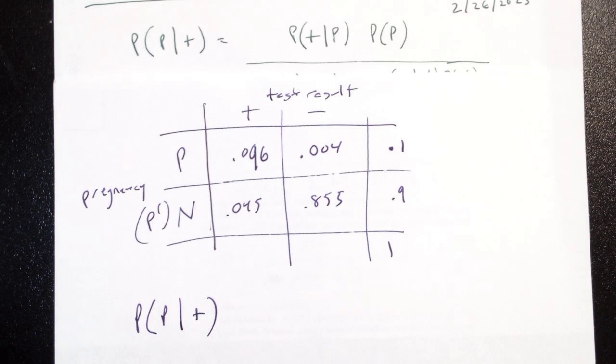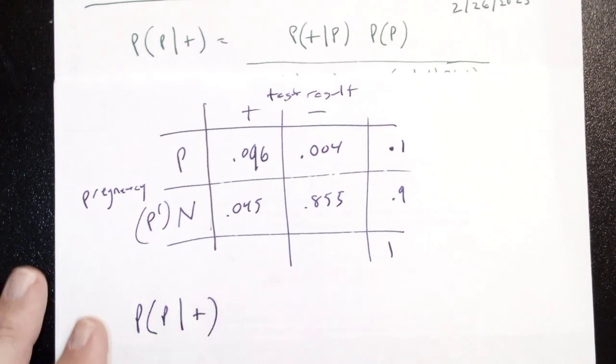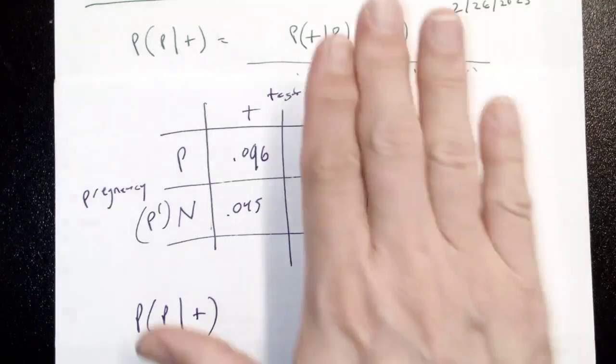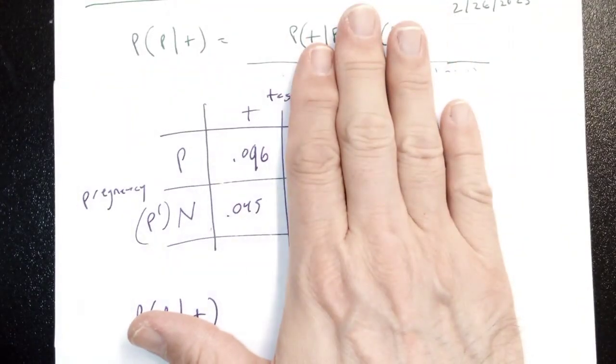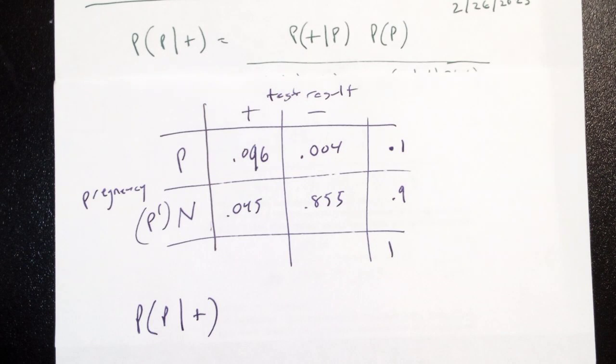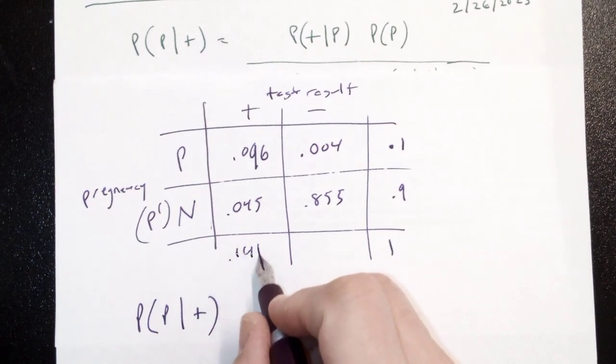Bottoms of the columns, right? These 2. But that's exactly the number I want, because the restriction to a positive pregnancy test would be the sum of those 2 numbers. So add those 2 up. 0.096 plus 0.045. Gee, what a familiar sounding number again.